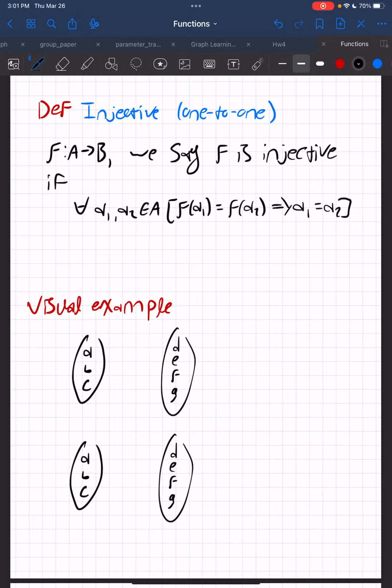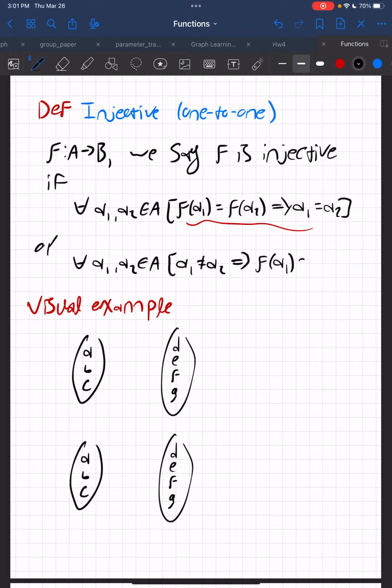Now, alternatively, we can take the contrapositive of this expression here to get the characterization: for all a1 and a2 in A, a1 is not equal to a2 implies that f of a1 is not equal to f of a2. So the characterization you pick might depend on the particular problem at hand. Sometimes you may find the first one easier to use and prove, sometimes the second one may be easier. It's at your discretion to pick which one you want to use.